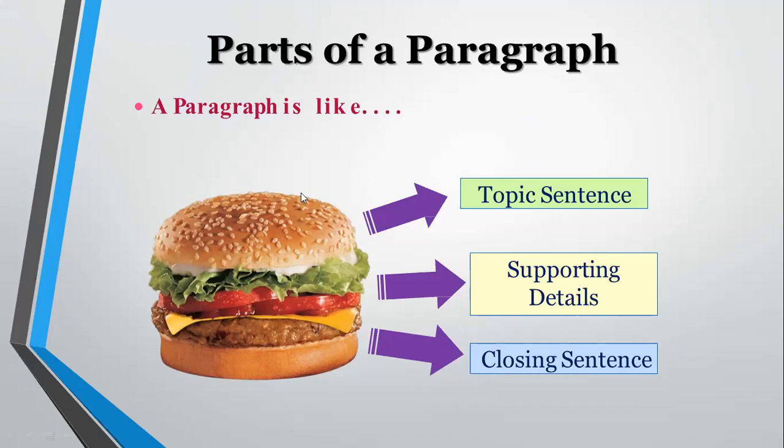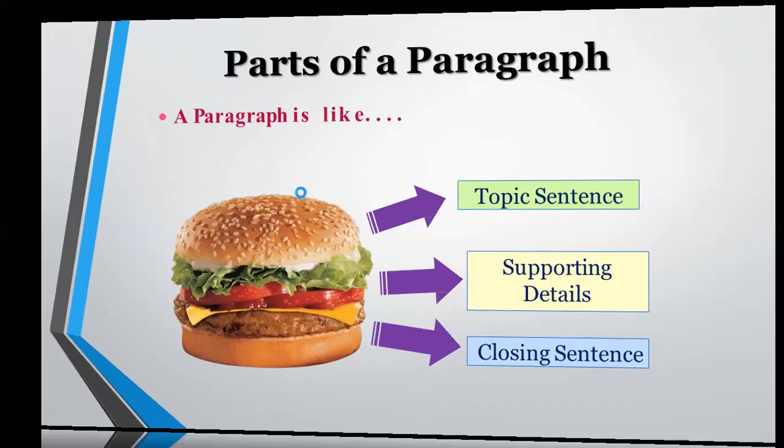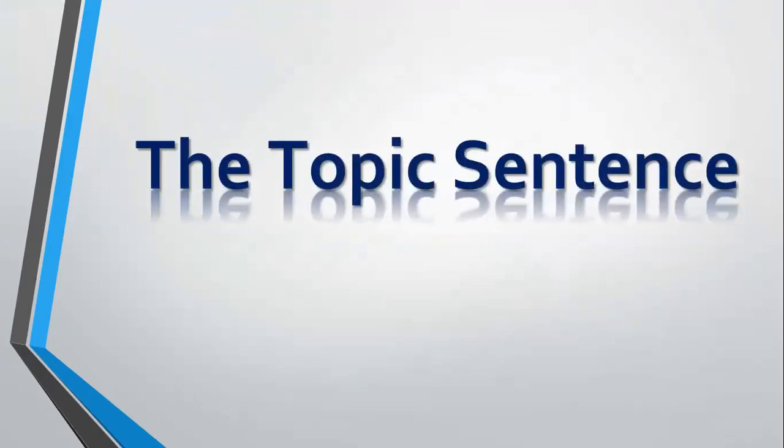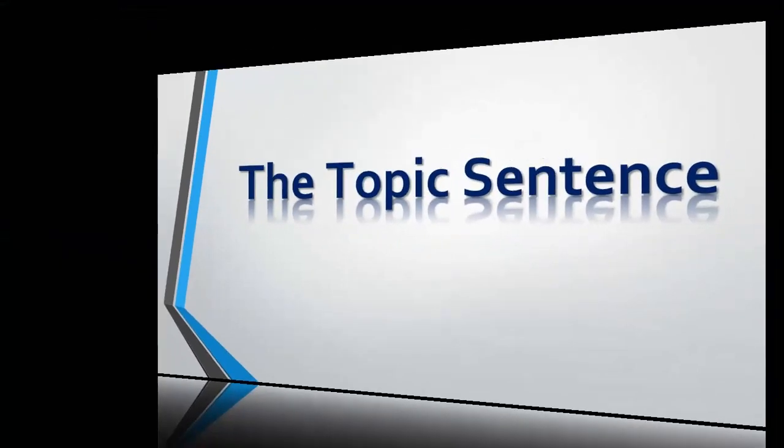Back again, the three parts of your paragraph: the topic sentence, supporting details, and closing sentence. Why do I keep saying system? It's sentence. Now, the topic sentence, the first part. The topic sentence is the main idea of your paragraph, the heart of your paragraph.